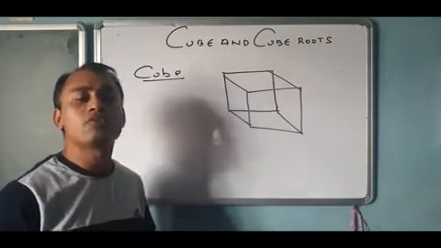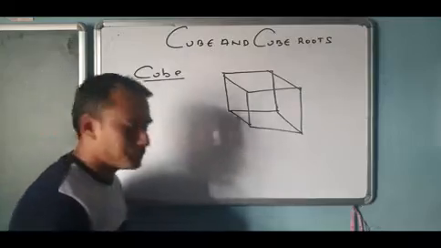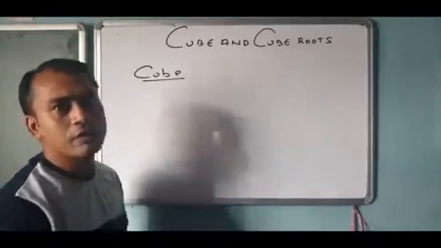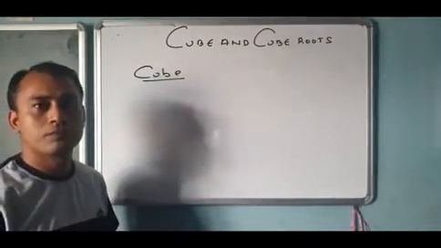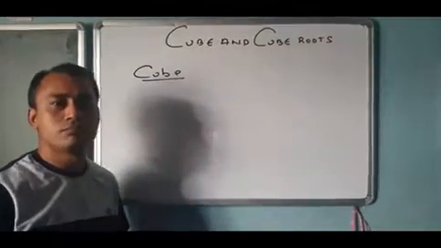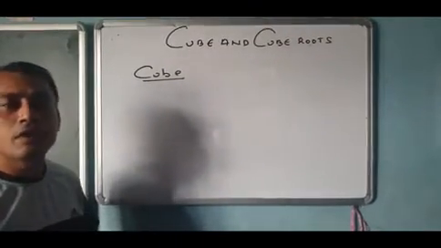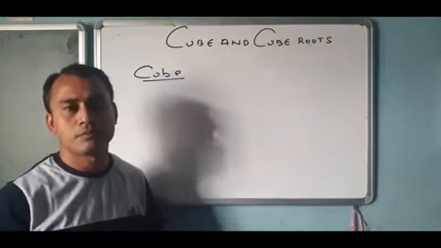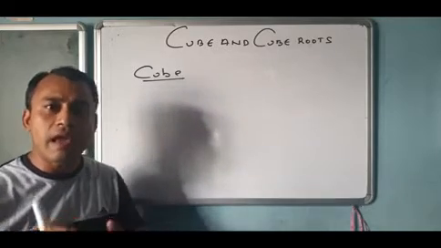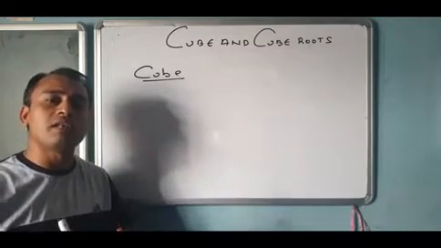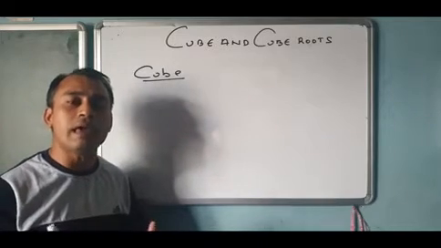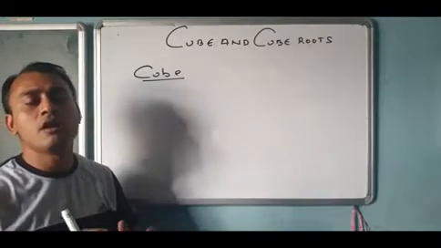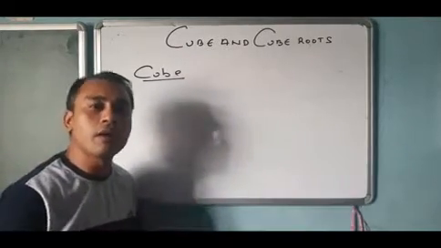But here in this class we are not talking about the geometrical figure. The cube we are talking about here does not represent any geometrical figure. Then what actually is a cube? A cube is actually a power of 3, which means that if any number is multiplied with itself 3 times, then it can be expressed as a power of 3. Hence, such numbers are called the cube of a given number.